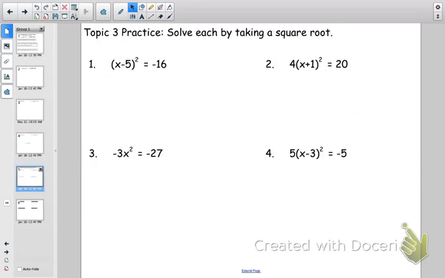Right, what I would like you to do is numbers 1 through 8 on the next page. I will be looking at this next class.